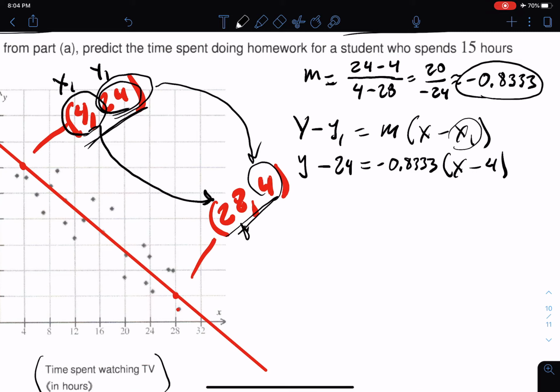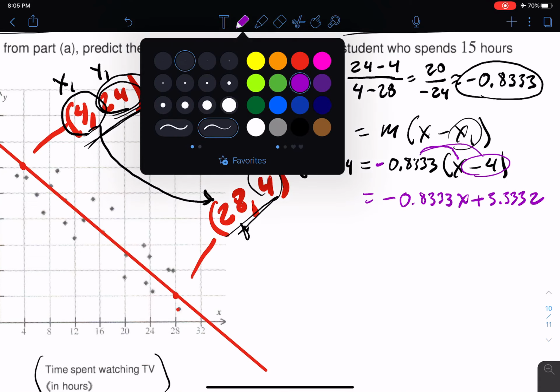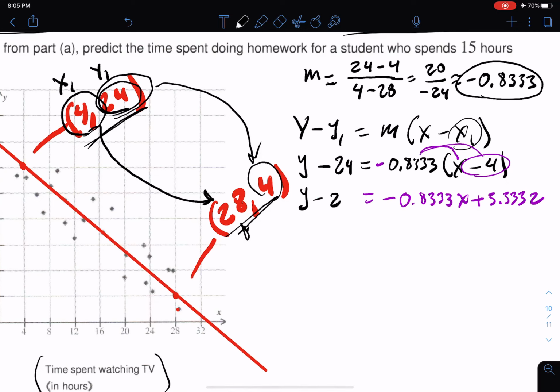Now, all I need to do is use the distributive property and distribute that negative 0.8333, and we get negative 0.8333x, and here's where we can screw up. It's a negative times a negative, so that's going to have to be positive. So negative 0.8333 times a negative 4 gives us approximately 3.3332. Now over here on the left-hand side, we have y minus 24.